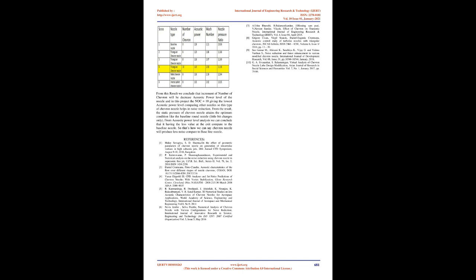From the result, the static pressure of the chevron nozzle attains the optimum condition like the baseline round nozzle, with only little changes. From the acoustic power level analysis we can conclude that it has a lower value at the exit compared to the baseline nozzle. So that's how we can say the chevron nozzle will produce less noise compared to the baseline nozzle.